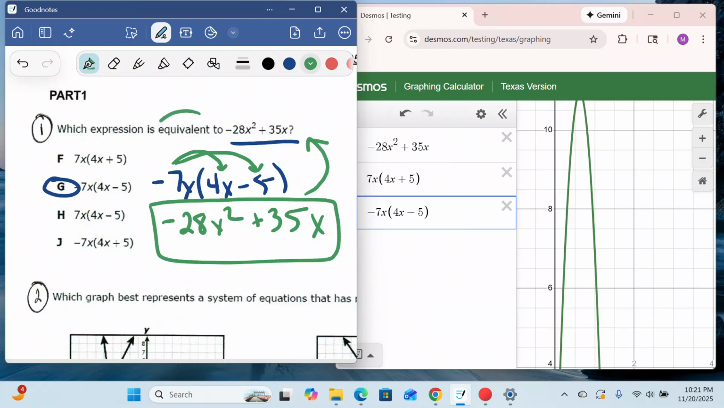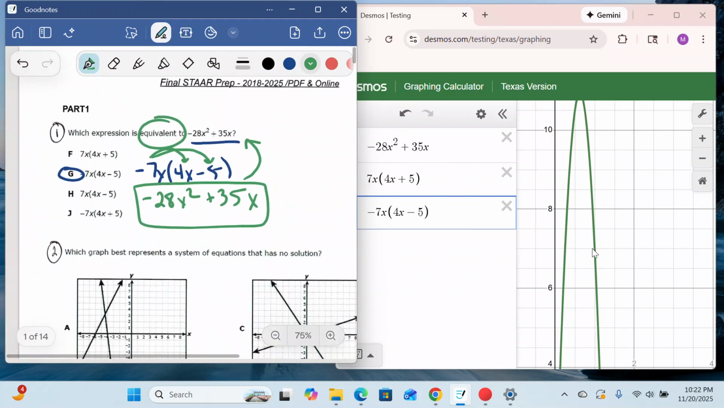So what does that mean? They are equivalent. Sometimes the answer choice will not be G, so you keep on going until you find the correct answer choice. So I would recommend to do the problem using the calculator, number 1, and then number 2, checking it using the distributive property that we did learn in class. So that wraps up question number 1.